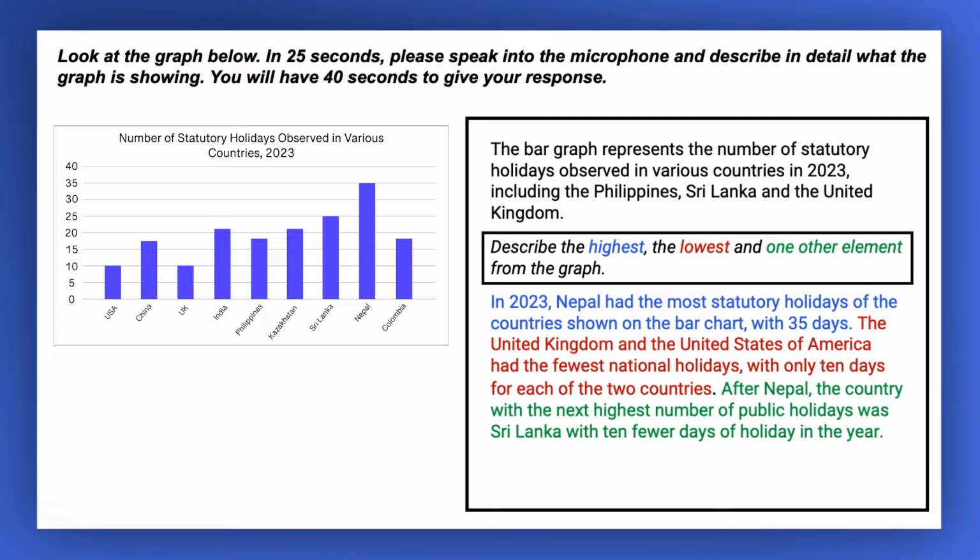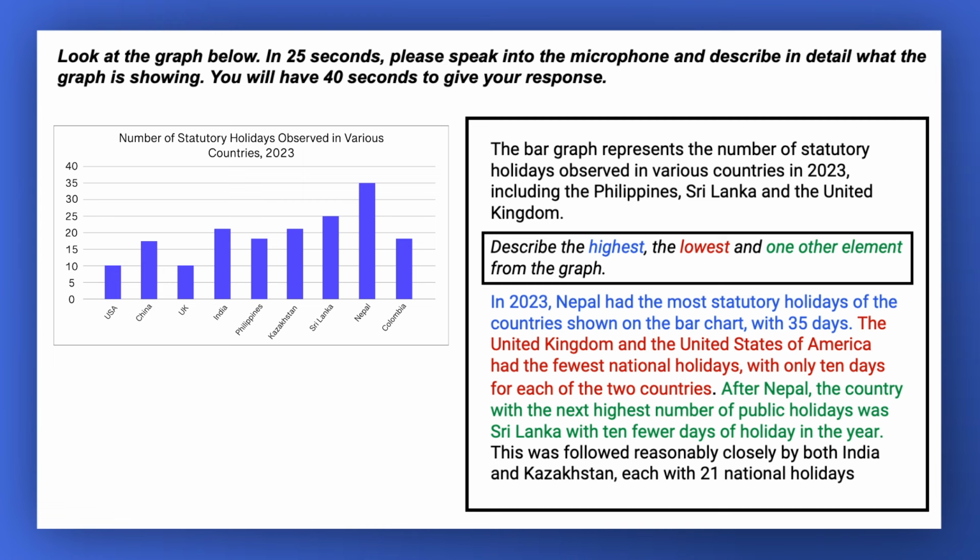If we still have time available before the crucial 30-second mark, we can add more observations about the data depicted in the graph. This could be something like, this was followed reasonably closely by both India and Kazakhstan, each with 21 national holidays. If you're unsure about the pronunciation of Kazakhstan, choose a different country about which to make an observation. If you find yourself halfway through a sentence with a word with unfamiliar pronunciation approaching, don't worry.